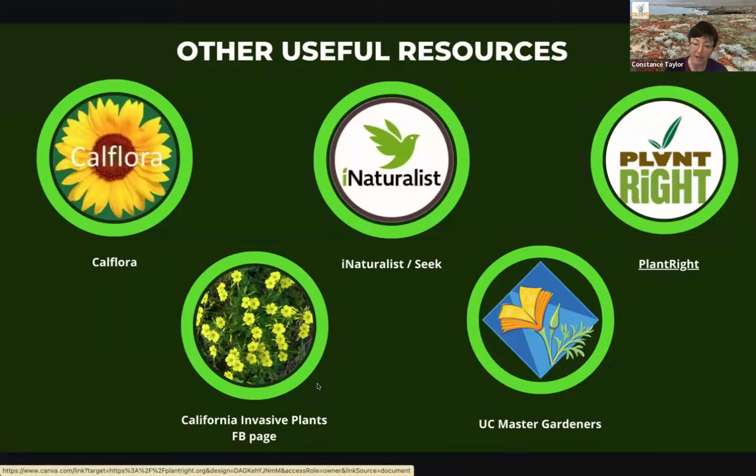There's also the UC Master Gardeners group as far as an entity that does a lot of public outreach.